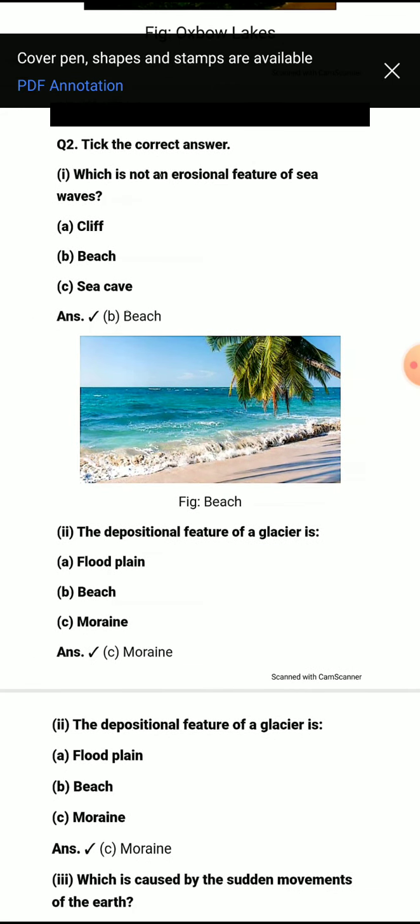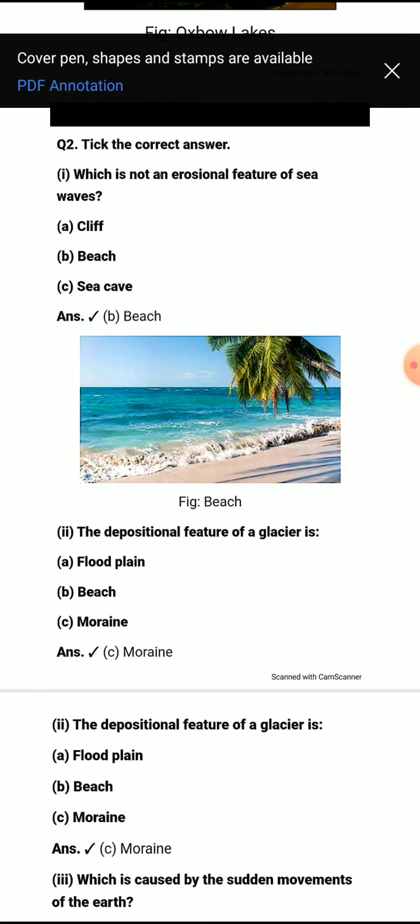Next question, tick the correct one. I hope you all know the answers very well. Which is not an erosional feature of sea waves? Cliffs and sea caves are both made when the water is striking against the rocks again and again. So this is not the answer to this question, and the remaining one is beach.